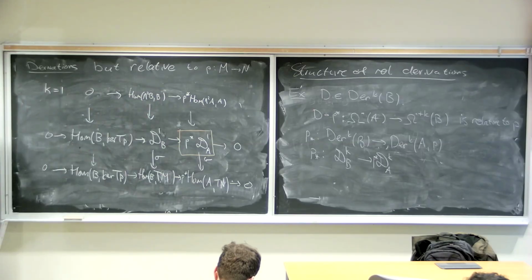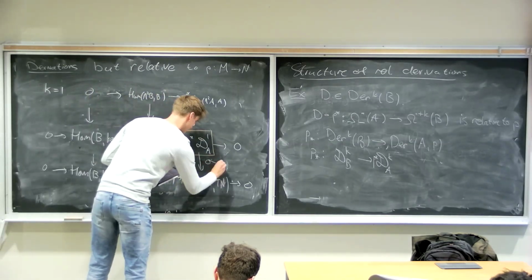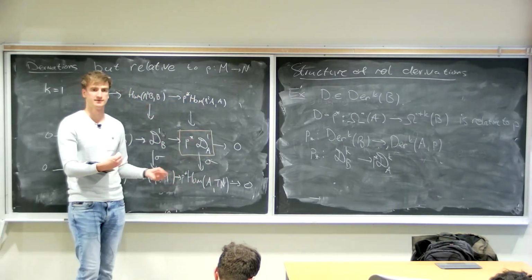So if we can, remind me, what is sigma? Sigma is the symbol map. Oh, it's not a nice sigma. So we send a derivation to its anchor.